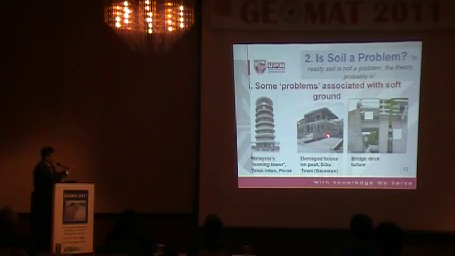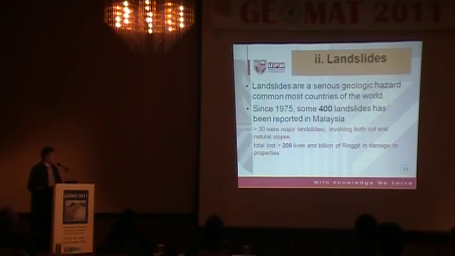You can see the damage to the house, and also this is a bridge that failed on the very soft ground. Okay, that's one problem. The second problem we have is landslide.